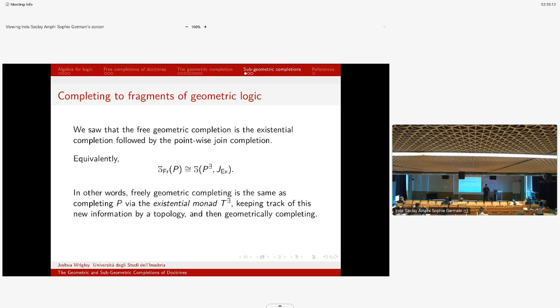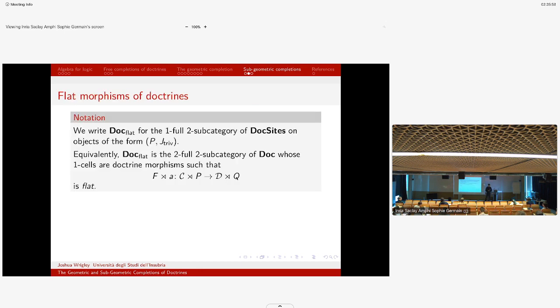When you write it out in long, ungainly English, it says: I complete my doctrine according to some fragment of geometric logic, I keep track of that completed data by a topology, and then I geometrically complete relative to that topology. That is the same as just freely geometrically completing from the beginning. This is written out for the existential monad, but I want to show how general this idea is, because this behavior is not exclusive to the existential completion. To do that, I'm going to give a very general development of what I've called subgeometric completions.